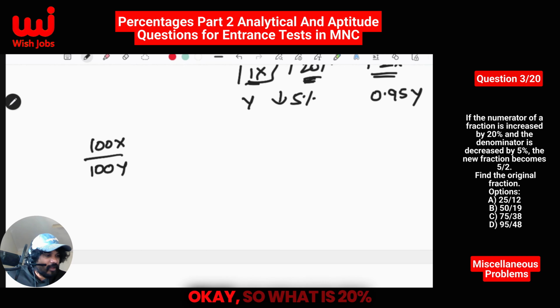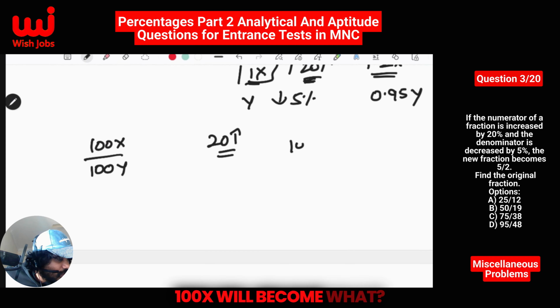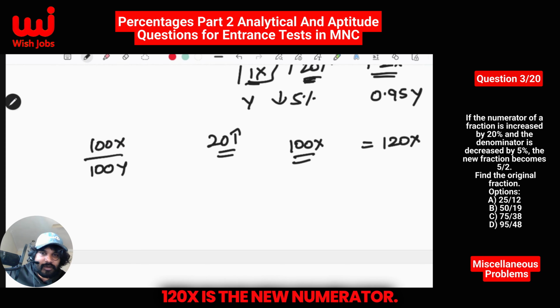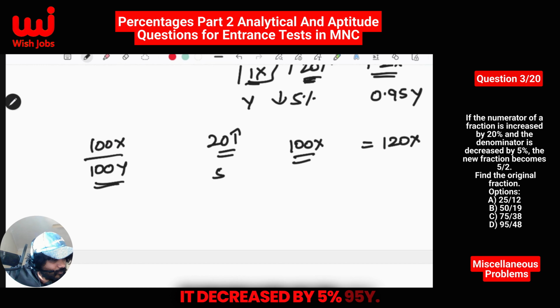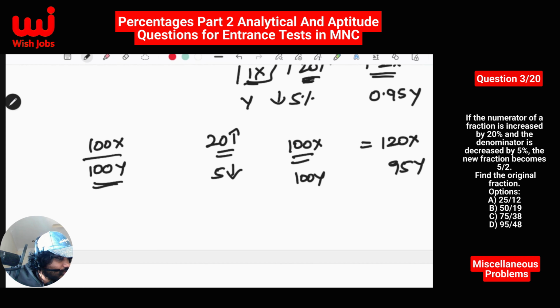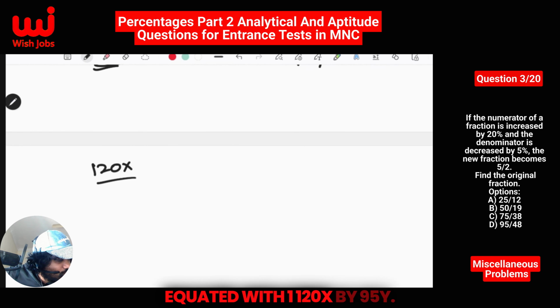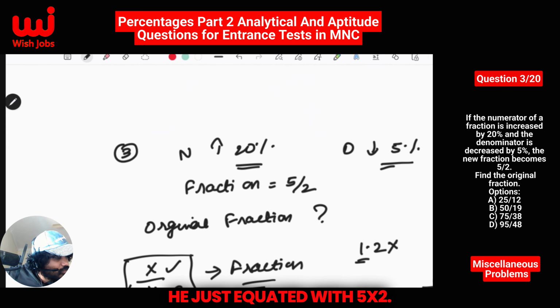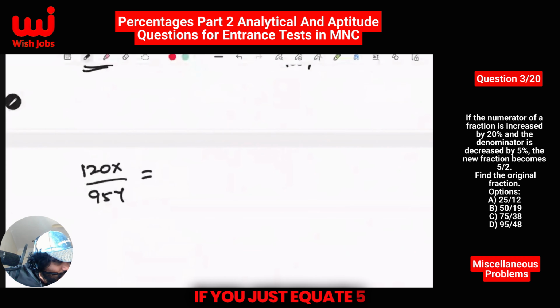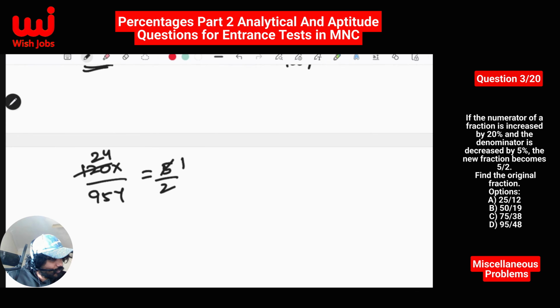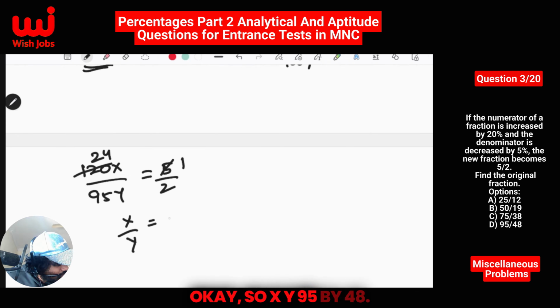100x by 100y. Okay, so what is 20% increase in numerator? 100x will become what? 120x. Excellent. 120x is the new numerator. 100y is there. It decreased by 5%, so 95y. Okay? Understood? This is the original fraction. This is the new fraction. The new fraction 120x by 95y is equated to 5 by 2. You just need to take out x and y and do the calculation. So x by y equal to 95 by 48.